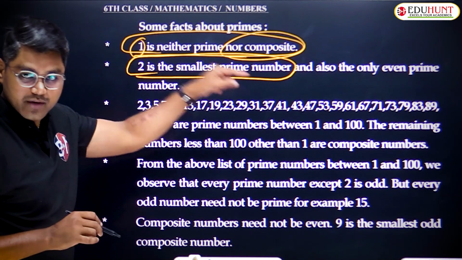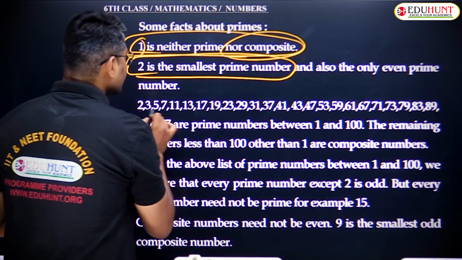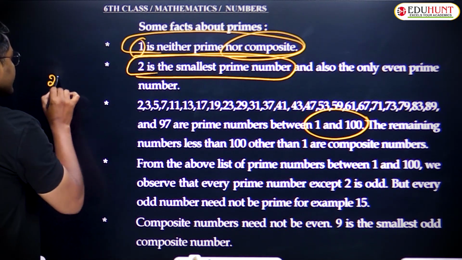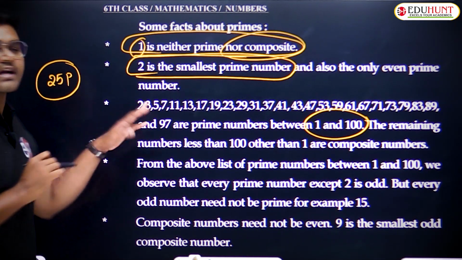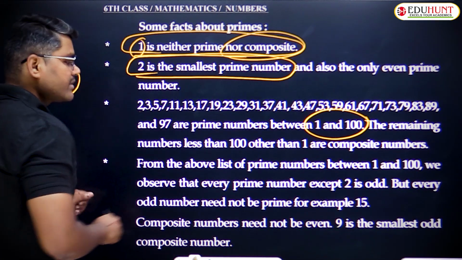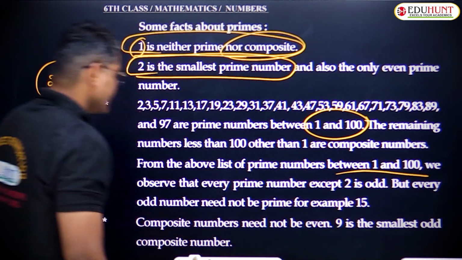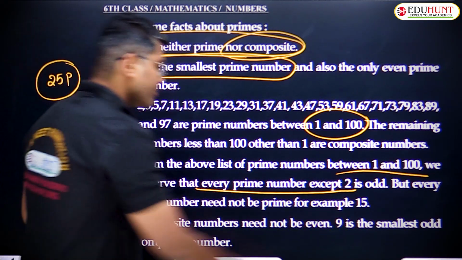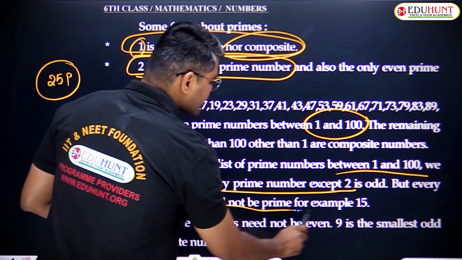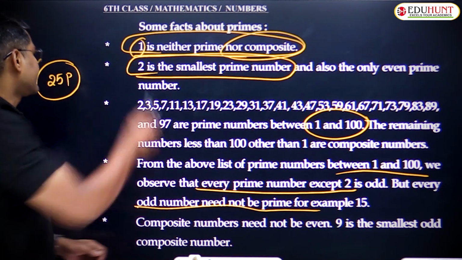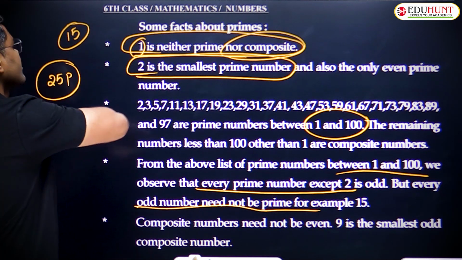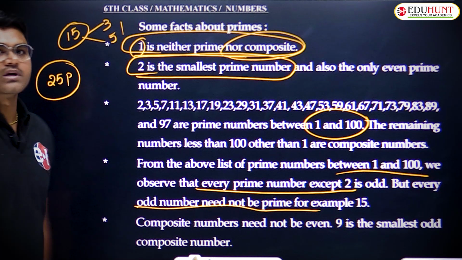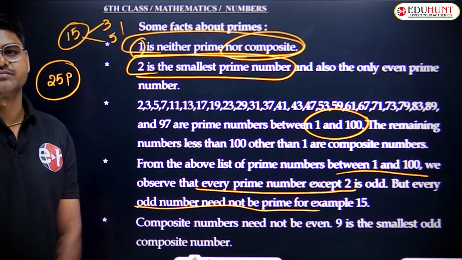Yes, and even prime number 2. 2, 3, 5, 7, these are prime numbers between 1 and 100. There are 25 prime numbers between 1 and 100. From the above list of prime numbers between 1 and 100, we have observed that every prime number except 2 is odd. But every odd number need not be a prime number. For example, 15. 15 is an odd number, but this is not a prime number because it is having 3 factors: 1, 3, 5, 15. This is a composite number.